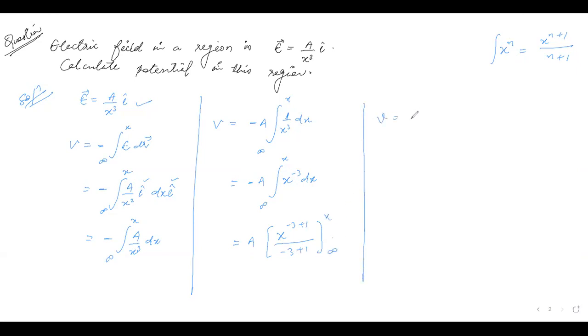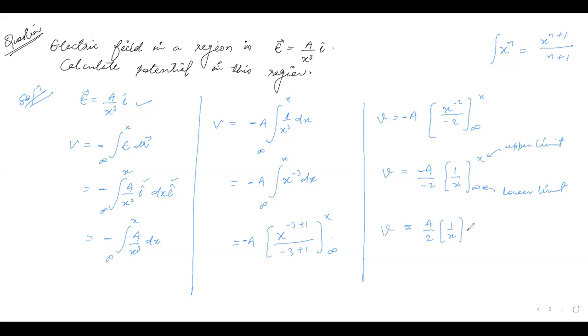And now V is equal to minus A in bracket x to the power minus 2 over minus 2 from infinity to x. So we can write V is equal to minus of, one second, there is also minus, this is also minus, minus of A over minus of 2 in bracket x to the power minus 2, which can be written as 1 over x, infinity to x. Now after putting the values of x, first of all this is your upper limit and this is your lower limit. Okay, after calculation we get A over 2 times 1 over x. This is your final potential.